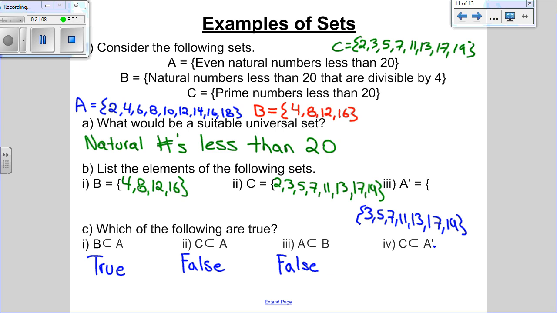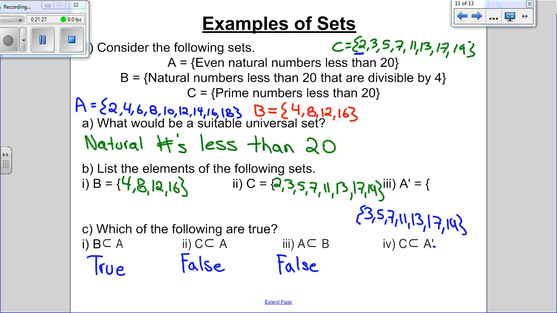So is everything in group C inside that group of not A? It's really close. What's it missing? It's missing the number 2. The number 2 is in C, but the number 2 is not in not A, so that would be false.